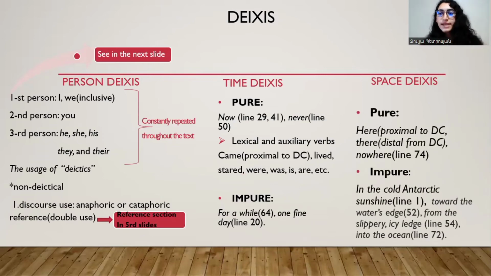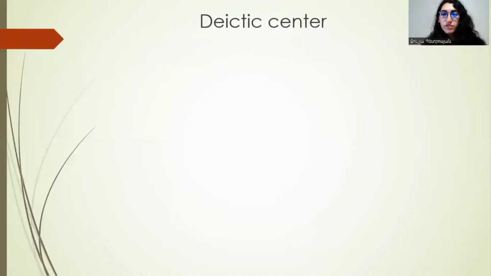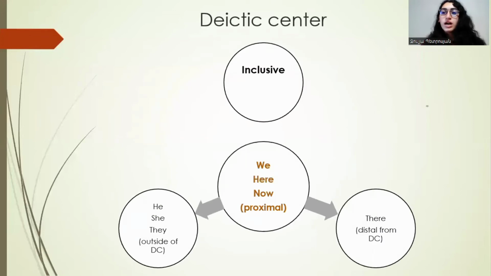Here, to understand deixis, it is very important to comment on the deictic center. So in this case, we see that we is inclusive because it includes both the first person and the second person. And in this particular text, we relates to all people who have some fears, and the deictic center encompasses we, here, and now.